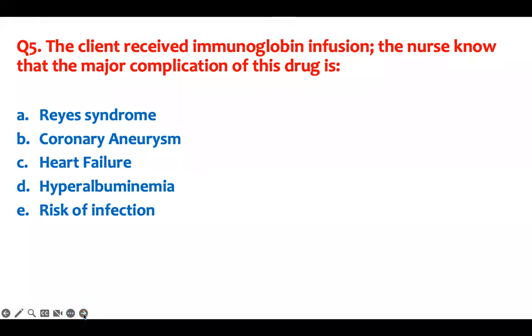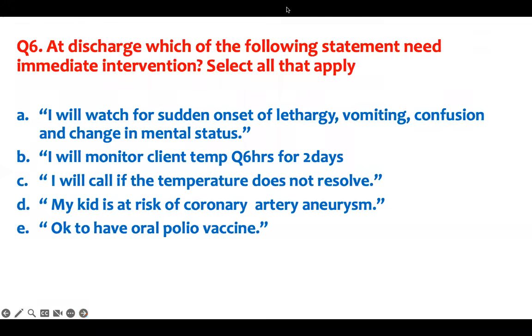We're almost done. Now, kid did well, is going home. What do you tell the mother? At discharge, which of the following statements need immediate intervention? Select all that apply. Pick those you think you can answer well. If you don't know it, just leave it so that you don't lose the point. But I want you to pick all the answers. So the same content you bring in, we know the patient has Kawasaki. What do you tell the mommy?